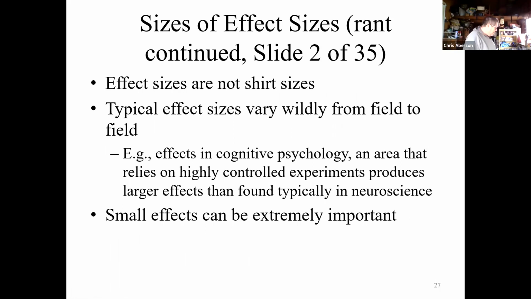As those of you who've had a class with me before know, some things set me off and I go on rants. So here's the first one, everybody. Effect sizes aren't shirt sizes. Typically, effect sizes vary wildly from field to field. Cognitive psychology will generally tend to have bigger effect sizes because they're using highly controlled experiments, bigger than, say, compared to what you might find in neuroscience. That's just part of the methodology and how things are constructed.